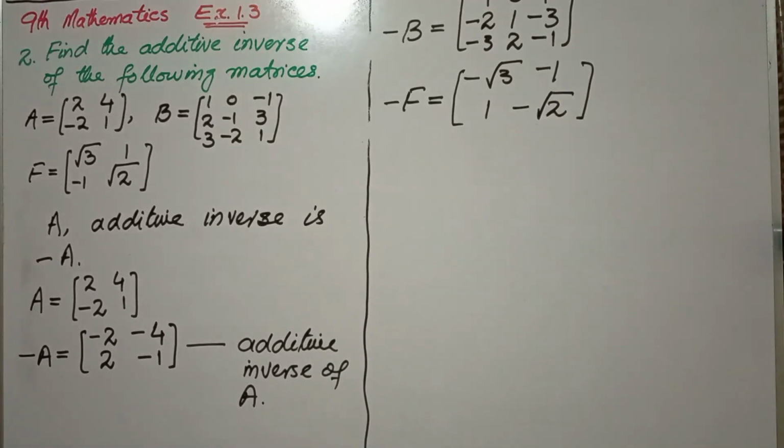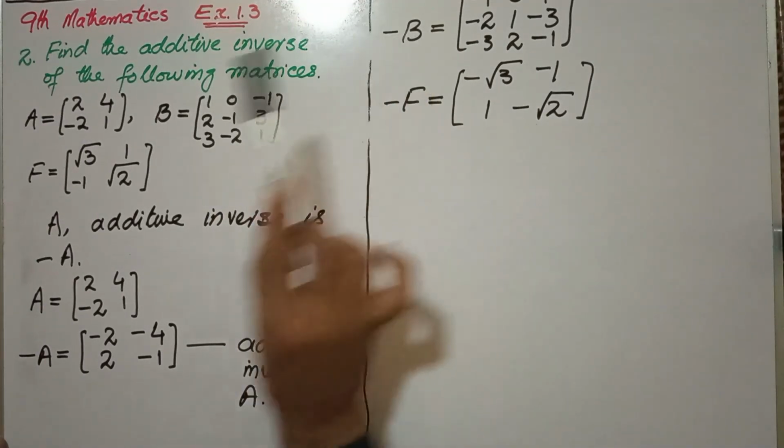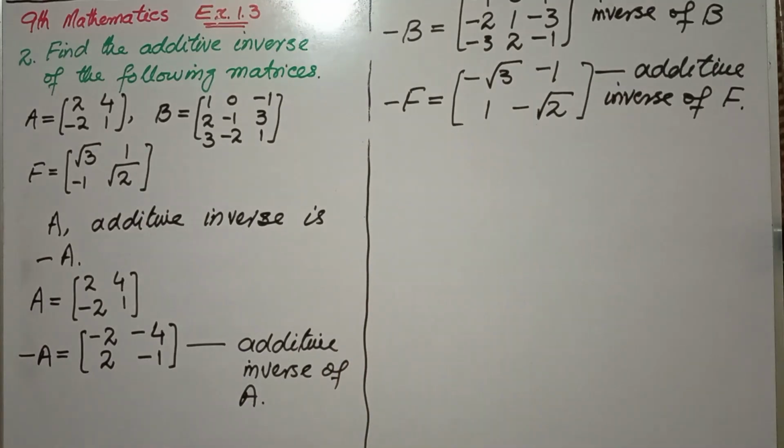So the additive inverse of the matrix A is given by negative A. Similarly, the additive inverse of B is given by negative B, and the additive inverse of F is given by negative F. In the next video, I'll solve questions 3 and 4 of this exercise, that is, of exercise 1.3.